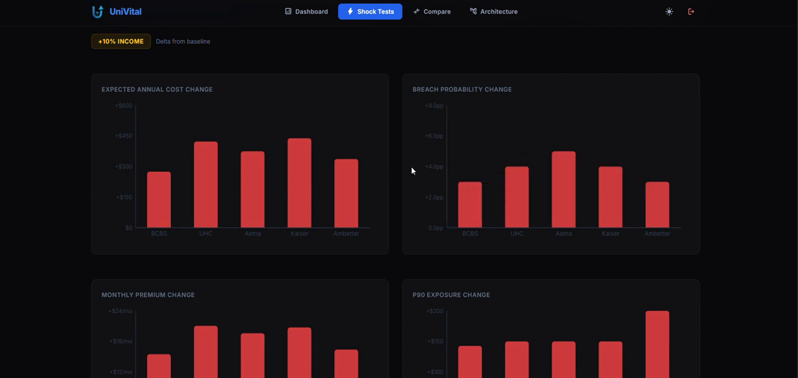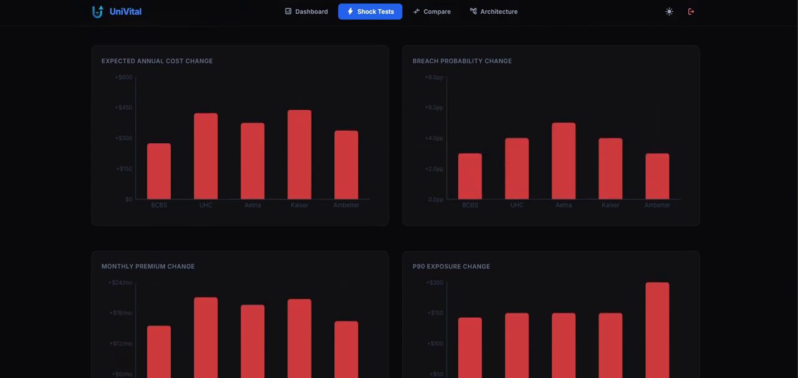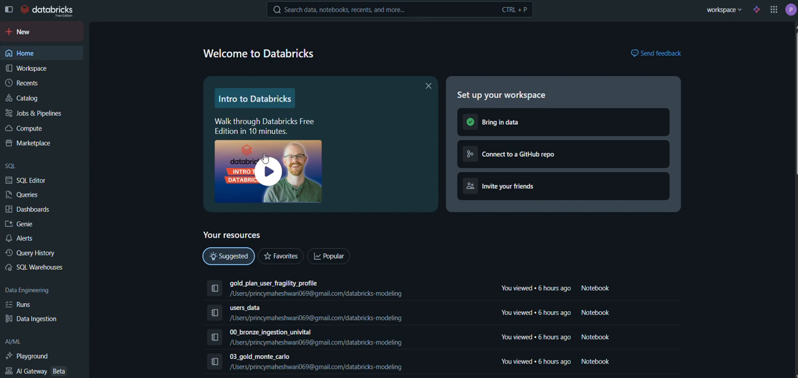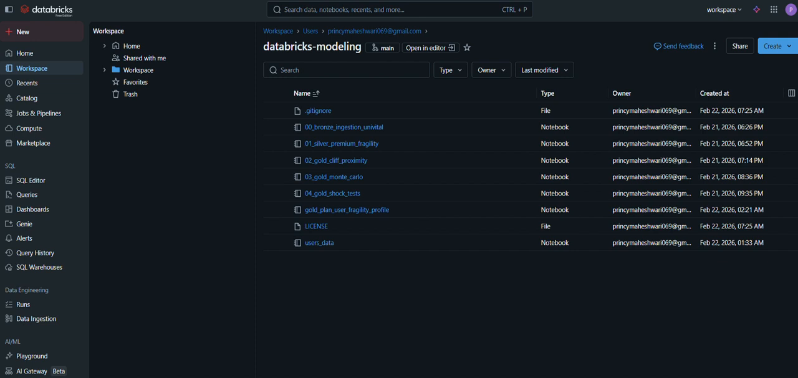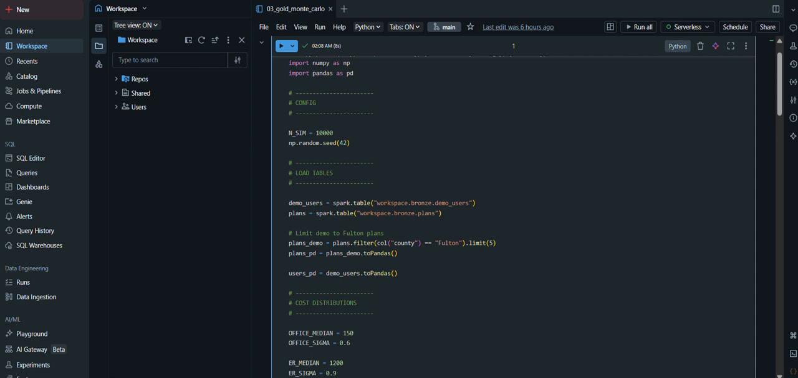All deterministic modeling and Monte Carlo simulations run in Databricks. Bronze stores raw plan and utilization data, silver computes subsidy-adjusted premium curves, and gold generates plan-level fragility metrics and simulation outputs. For the demo reliability, gold outputs are cached in our backend. In production, our API would query Databricks directly.